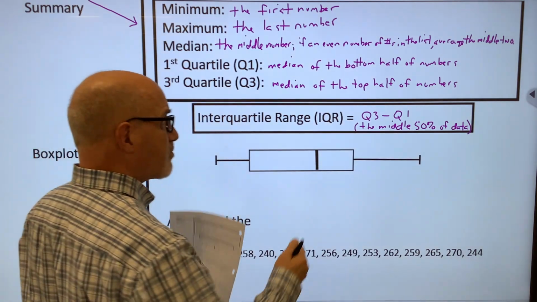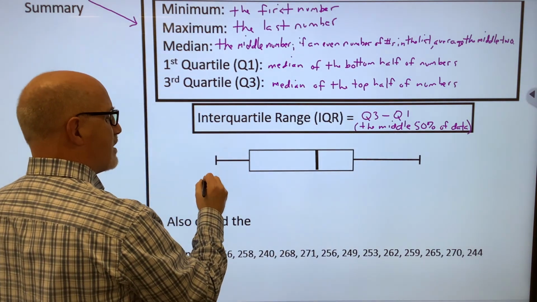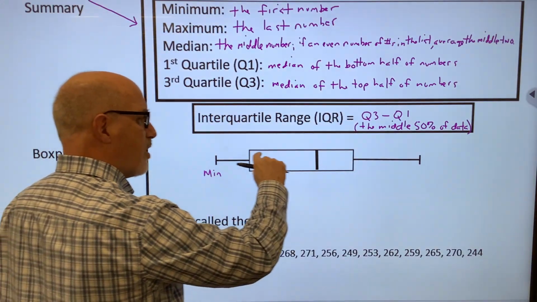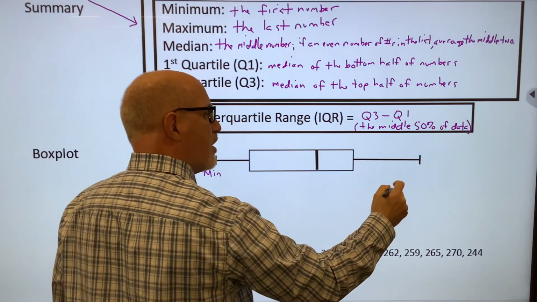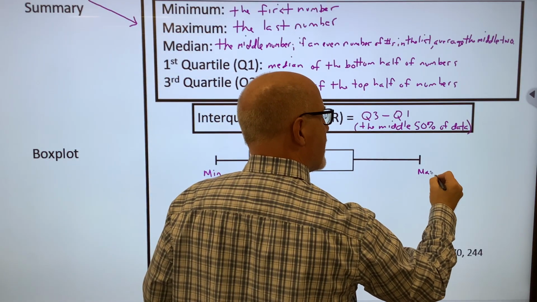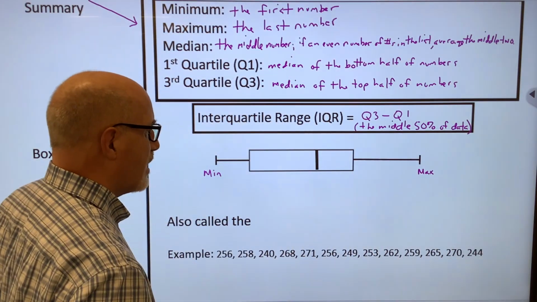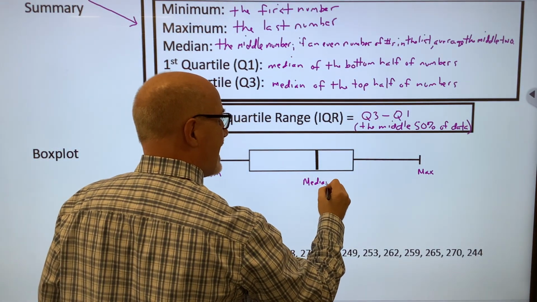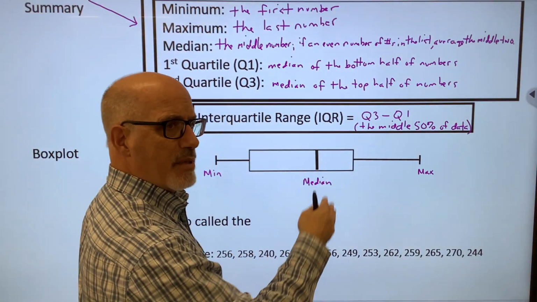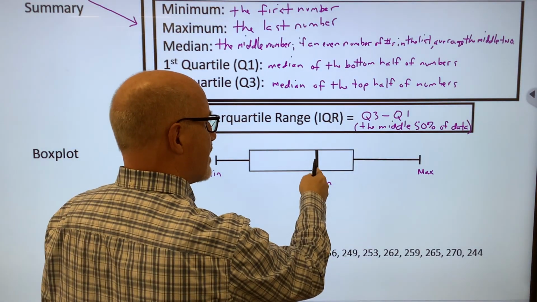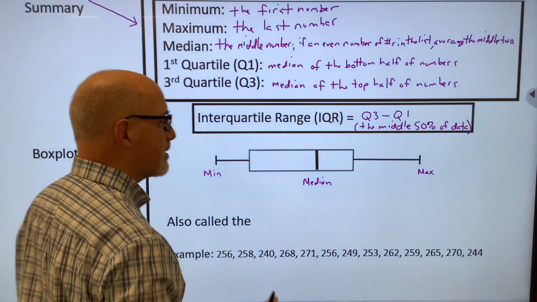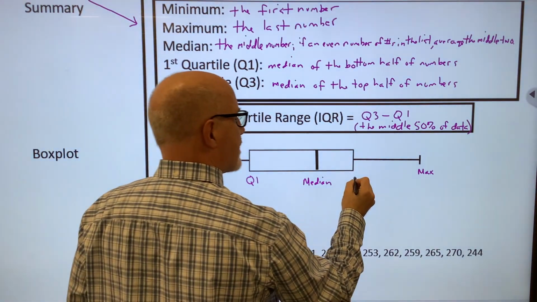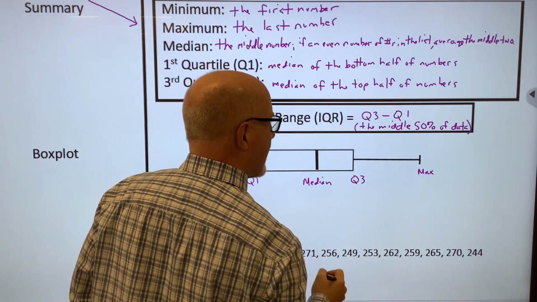Box plots use these 3 numbers. We list the minimum here at the end of this. It's called a whisker. This is called a box. This is another whisker. So the max is at the top of the upper whisker. The median is right here in the middle of the data. It's not necessarily in the middle of the graph, but the middle number in the data is this bar right in this box. And then this is Q1 listed on this end of the box, and this is Q3 on the end of this box.